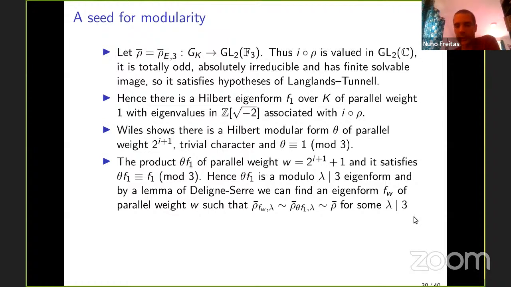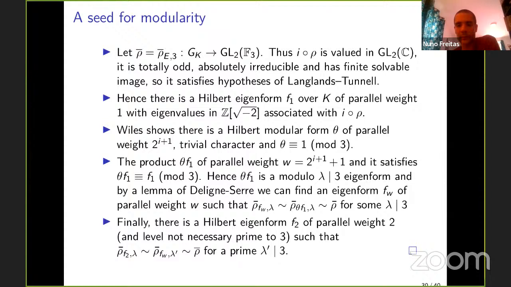Now the only thing left is to replace this fw by something that has parallel weight 2, and this is also known to be possible, to find some weight 2 form. Maybe the level needs to change such that residually we have the same representation.